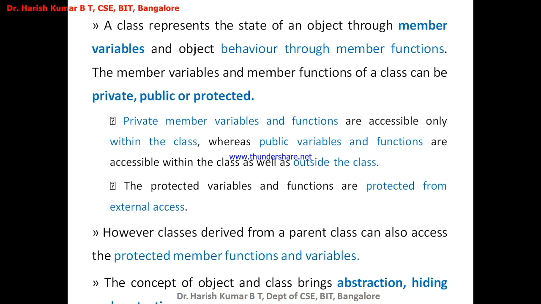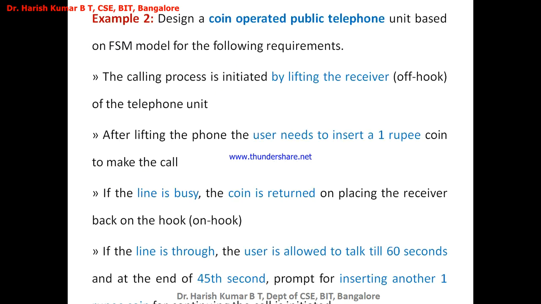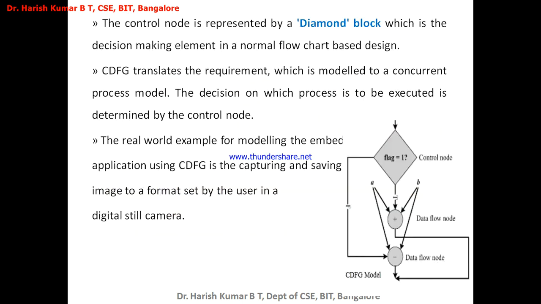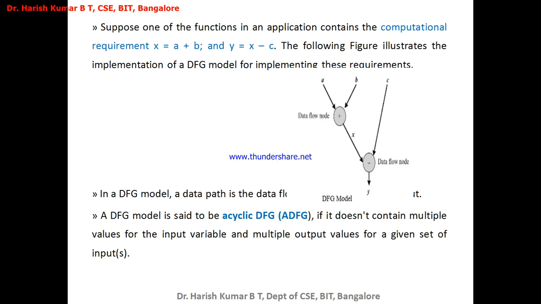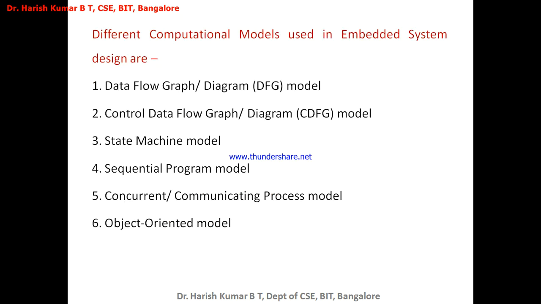So we stop here. Till now we understood the various computational models that can be used for designing and building embedded systems. We started from the very first, the data flow diagram, which is mainly data driven, and the control flow diagram, which is mainly based on control flow or conditional execution, and the state machine model. And in that you understood the finite state machine model.